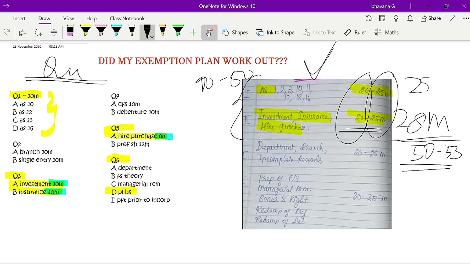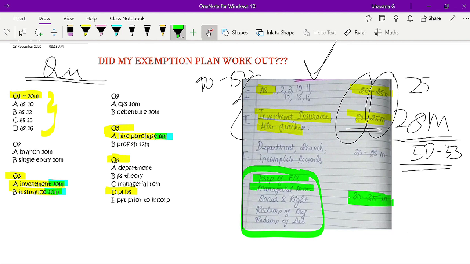Then I told you to start with the fourth part, which would come for 30 to 35 marks in your exam. First, I told you preparation of financial statements, which was not asked in the exam. I told you to see managerial remuneration, which was asked for 5 marks. Then bonus and rights was again not asked in the exam. Then I told you to see redemption of preference shares, which came for 12 marks in the exam. And then I told you redemption of debentures, which had come for 10 marks in the exam.